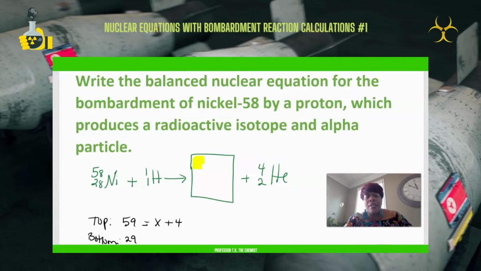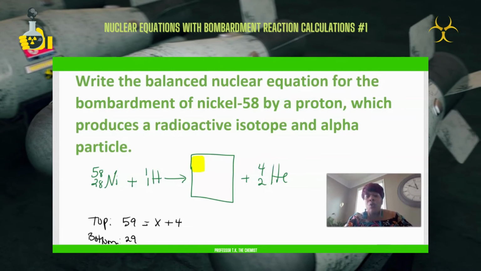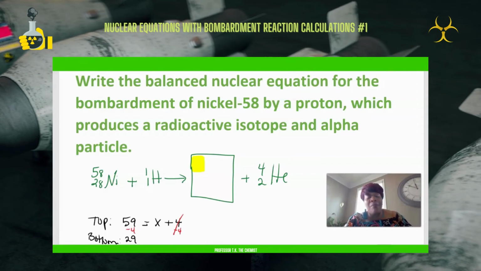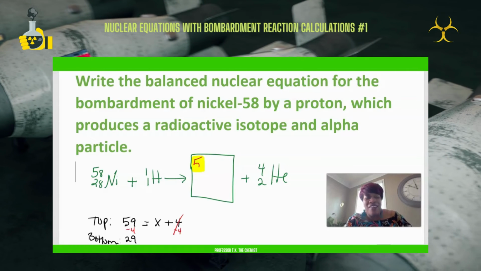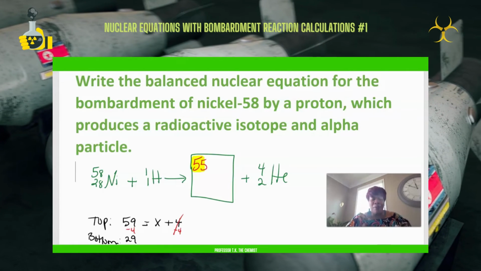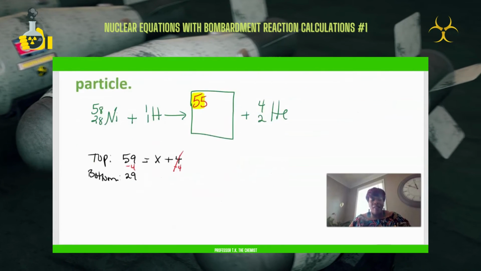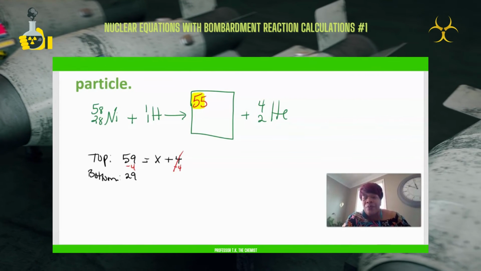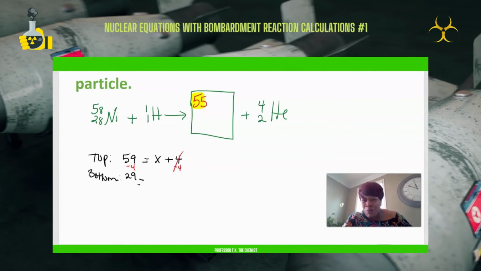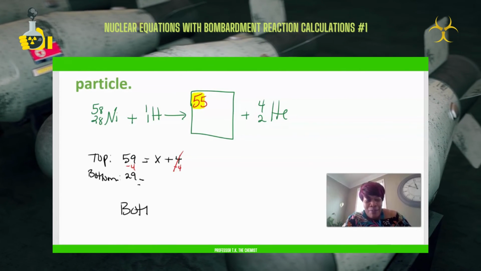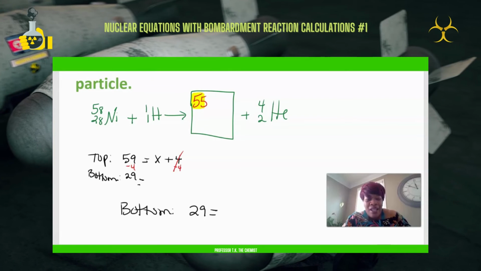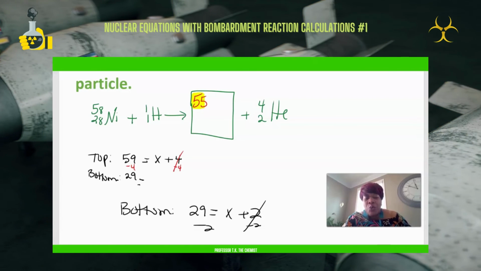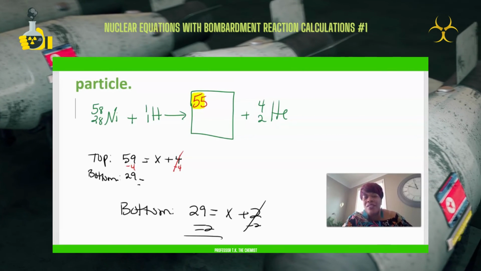In order to find this missing top number, I'm going to subtract 4 from both sides. And 59 minus 4 gives me what? 55. Now for that bottom number, let's solve for that. I've got 29 equals, well, let me space it down a little bit so you all can see even better. 29 equals what number plus 2? Well, I'm going to subtract 2 from both sides, and 29 minus 2 gives me what? 27.